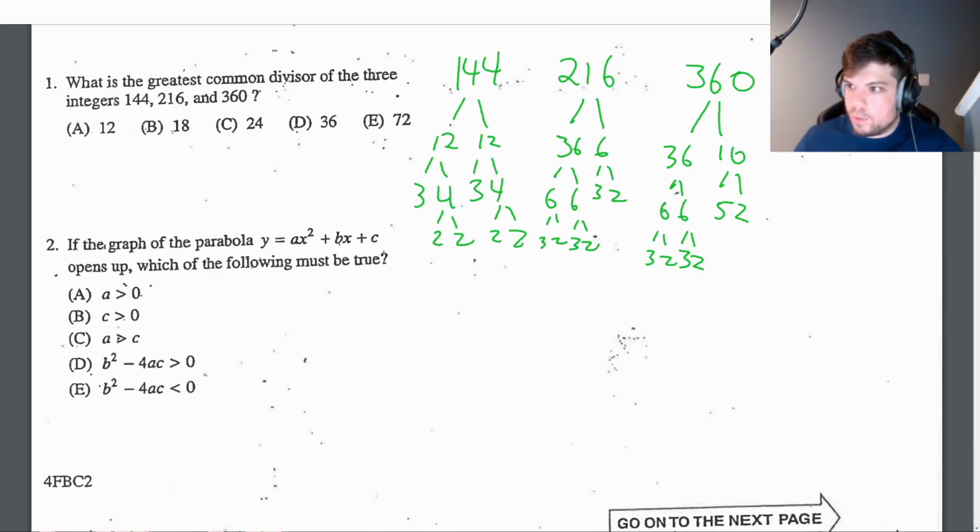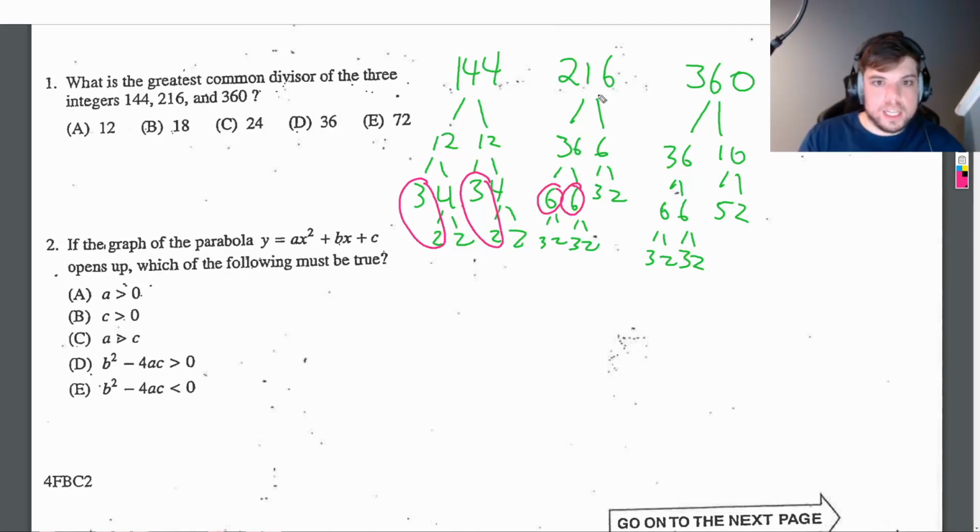Let's use a different color. We'll use red. This is my little palette here, I'm going to bring this onto the screen. All right, so I'm noticing these sixes. Here's 1 six, 2 sixes, 3 times 2, 3 times 2. There's 2 sixes in 216.